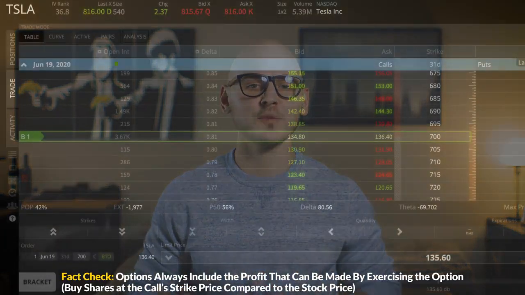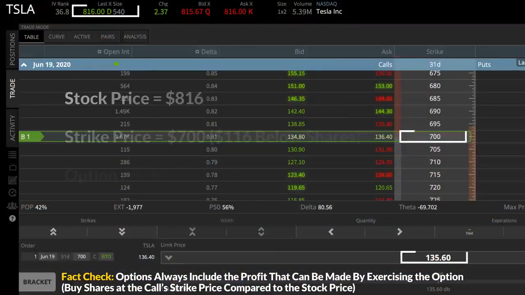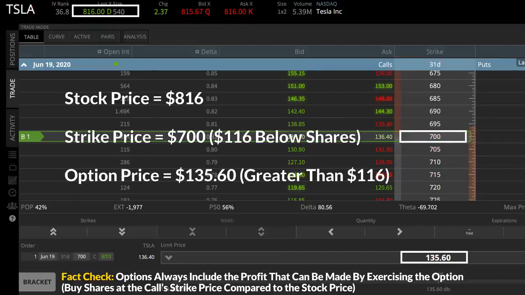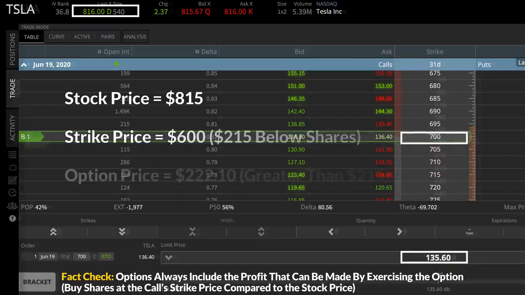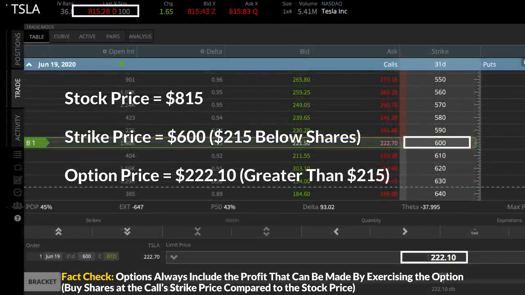So really quickly, if we just want to fact check what I just said, let's look at an option on Tesla with a strike price $100 below the current stock price. That option is worth more than $100. So that checks out. If we look at a call option with a strike price $200 below Tesla's current share price, that call option is going to have a price higher than $200. So that checks out as well.